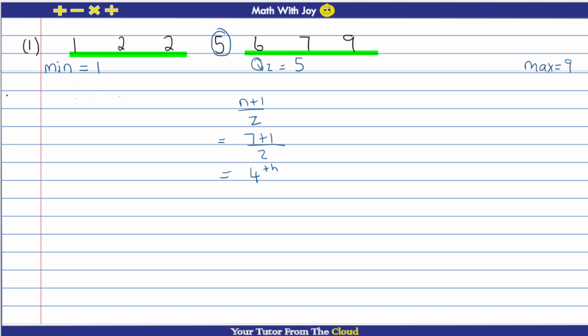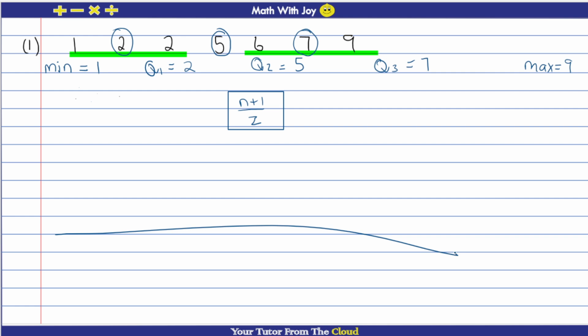And then you want to figure out the middle number in your first half, known as Q1. And clearly you can see it is 2. And then you want the middle number in your second half. Clearly you can see it is 7. So Q3 is 7. And just like that, we have ourselves a 5-number summary. Remember, if you need help figuring out which number is the middle number, you just use n plus 1 over 2, right?